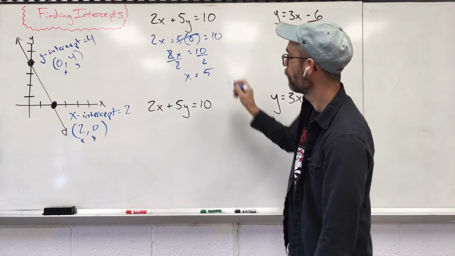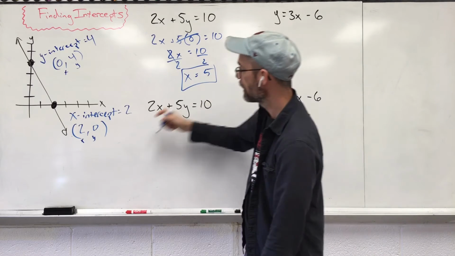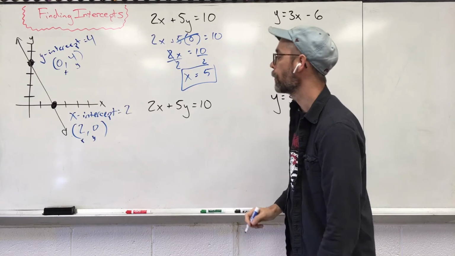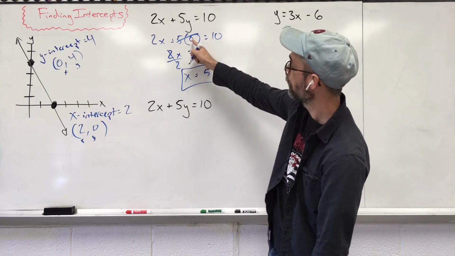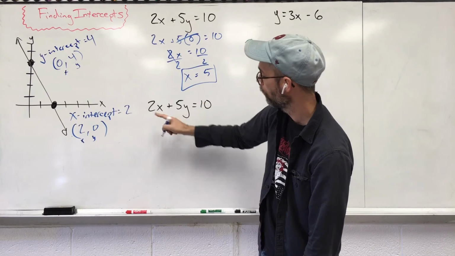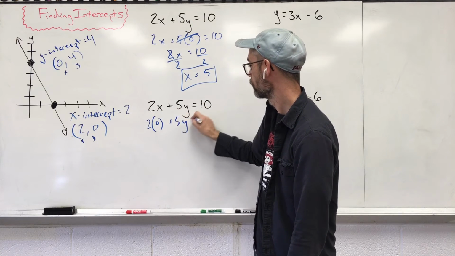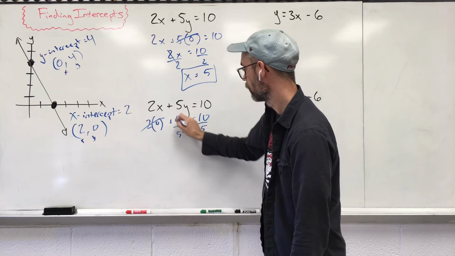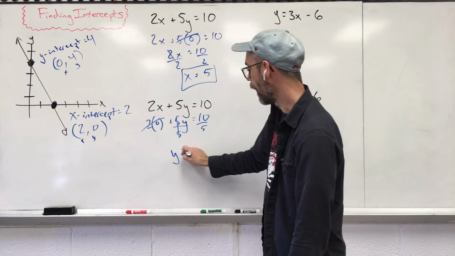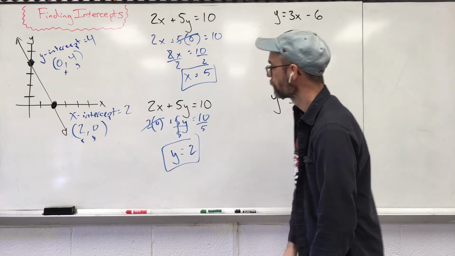What we just found was the x-intercept. The x-intercept equals 5. That's just down there. To find the y-intercept, instead of putting the 0 with the y, we're going to put the 0 with the x. They cancel, divide. Our y-intercept is 2 in this case.